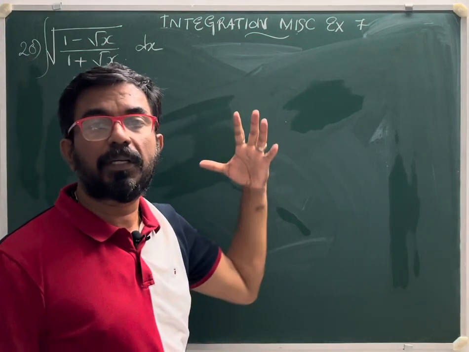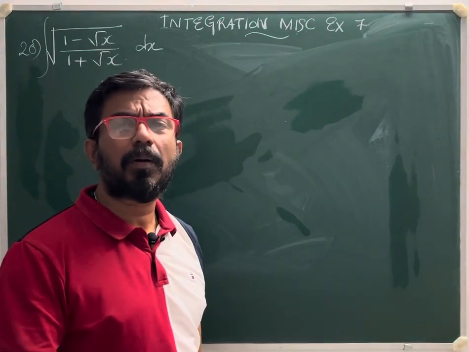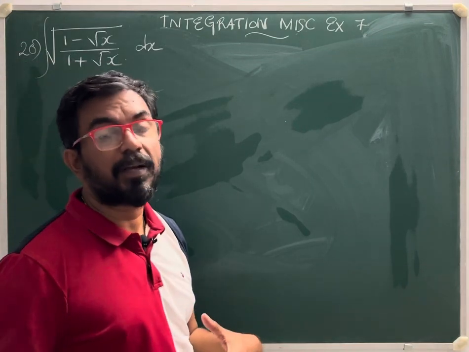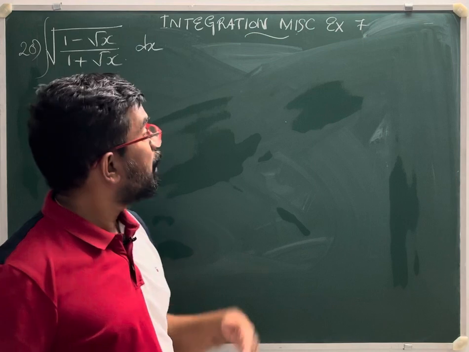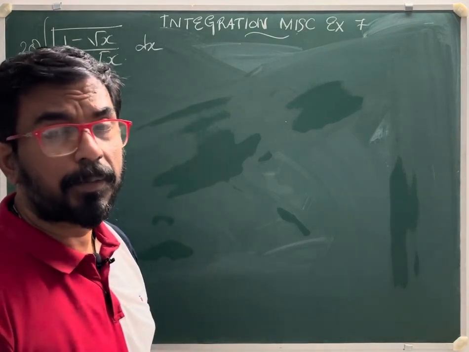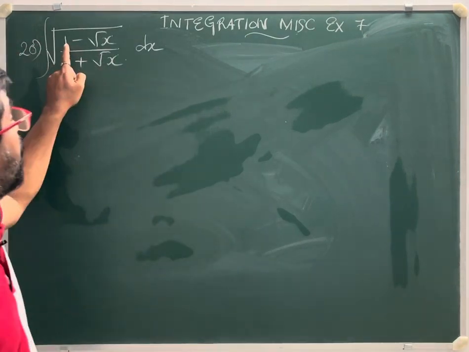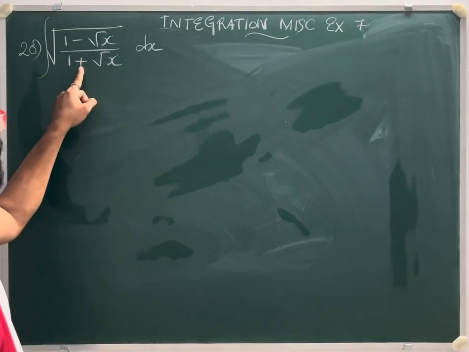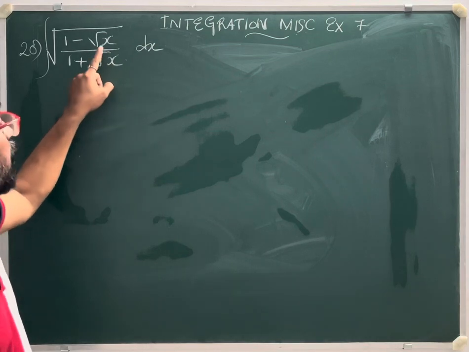This 20th question can be done in algebraic method or trigonometric method. Both have their own difficulty in different steps. Right now I'll do it with the trigonometric method. What I have here is square root of (1 minus square root x) by (1 plus square root x). So we need to face 2 square roots.